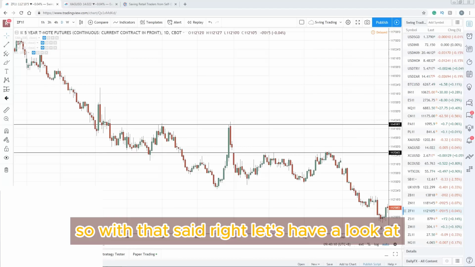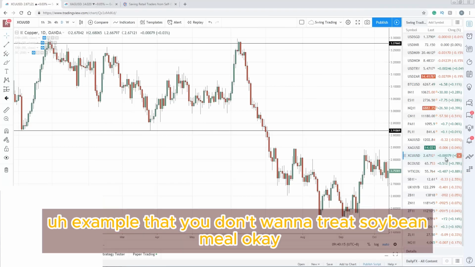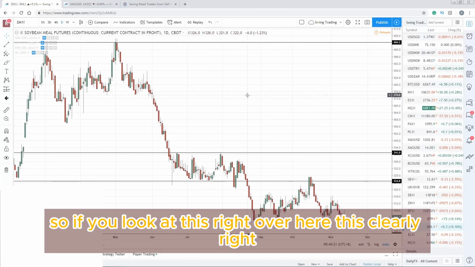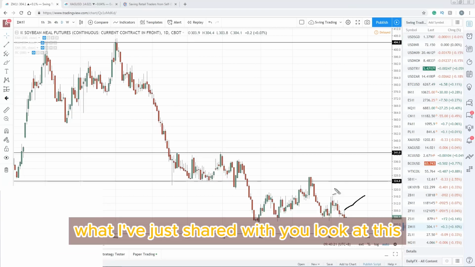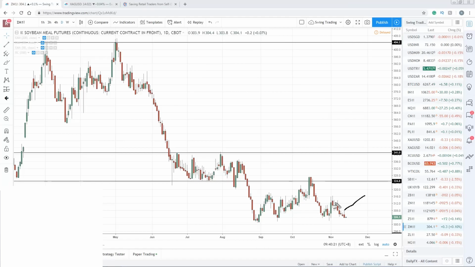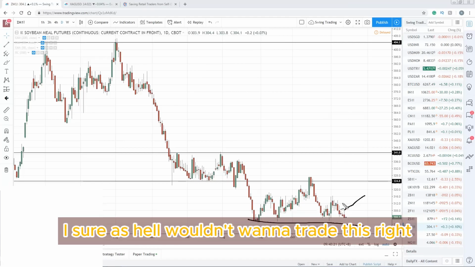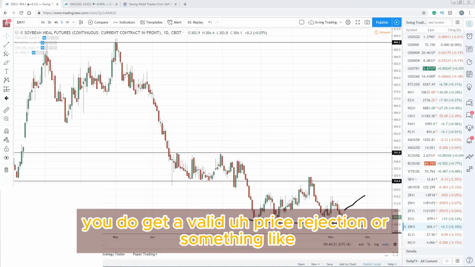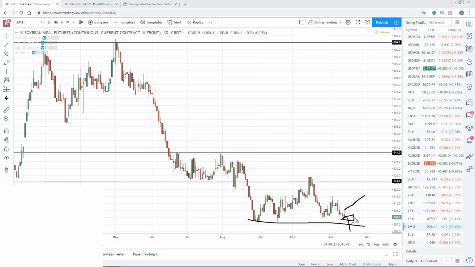So with that said, let's have a look at an example that you don't want to trade. Soybean meal. If you look at this area over here, it isn't a power move, compared to what I just shared with you. Look at this move into this area of support. Do you want to trade this? I sure as hell wouldn't want to trade this. And the biggest reason why is that, let's say you do get a valid price rejection or something like a hammer, you can go long.